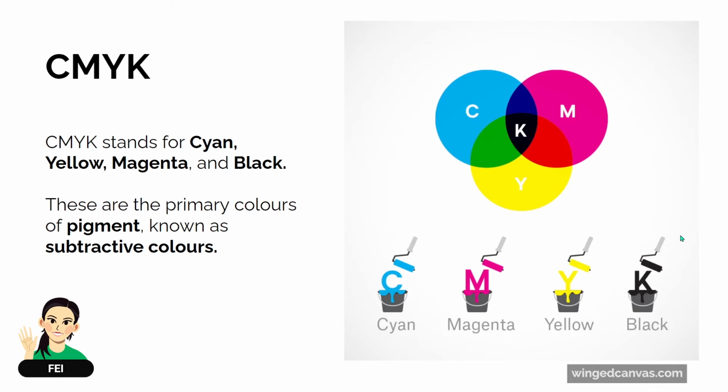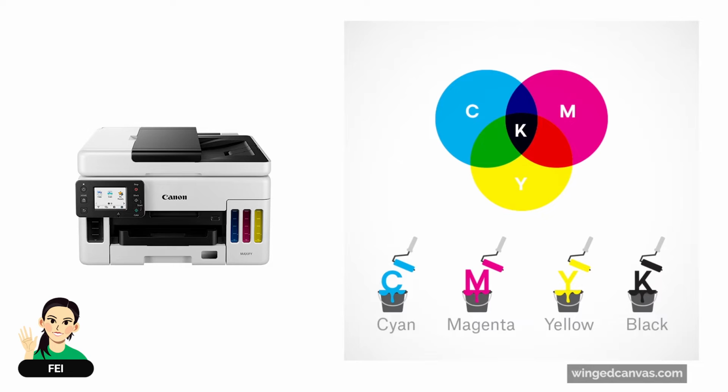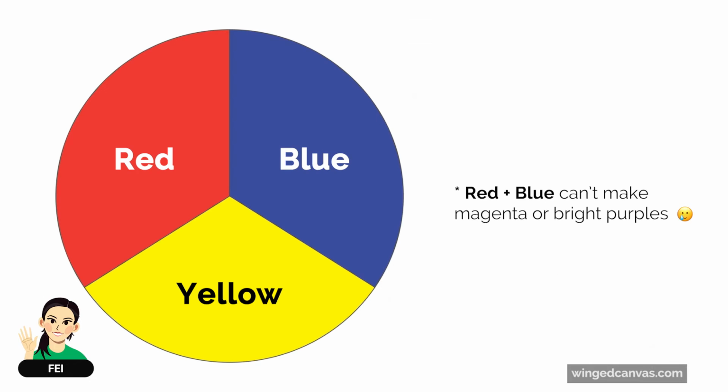Okay, so this is CMYK. So you guys have all probably heard of CMYK. It's what our printers use. CMYK stands for cyan, yellow, magenta, and black. Why do you think that printing technology uses different primary colors than the primary colors that we're used to?